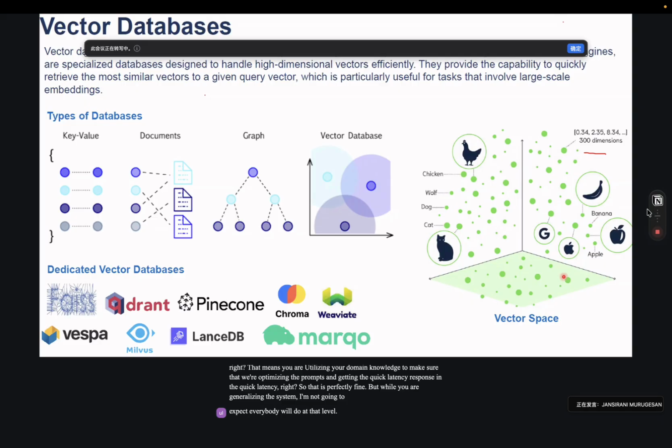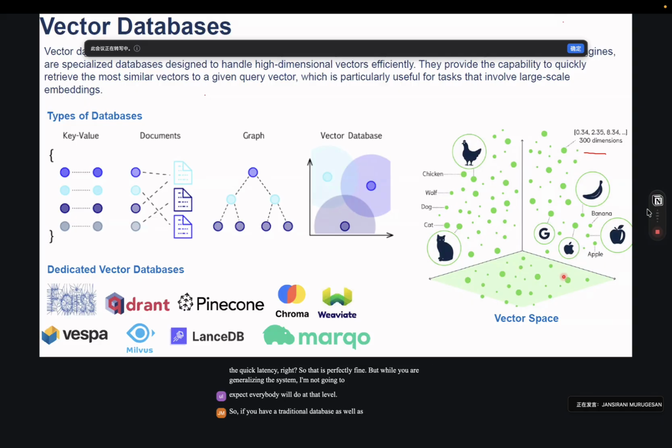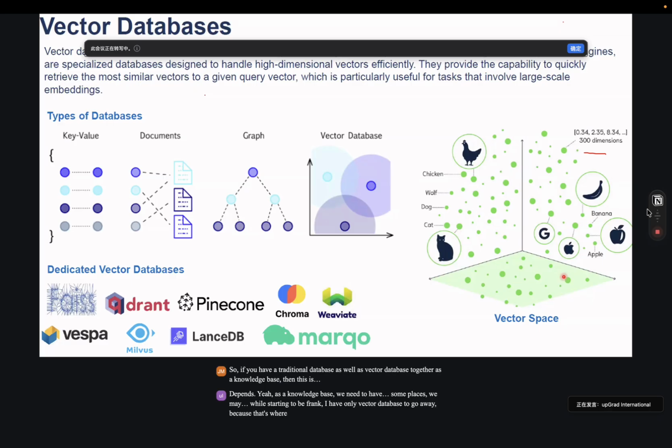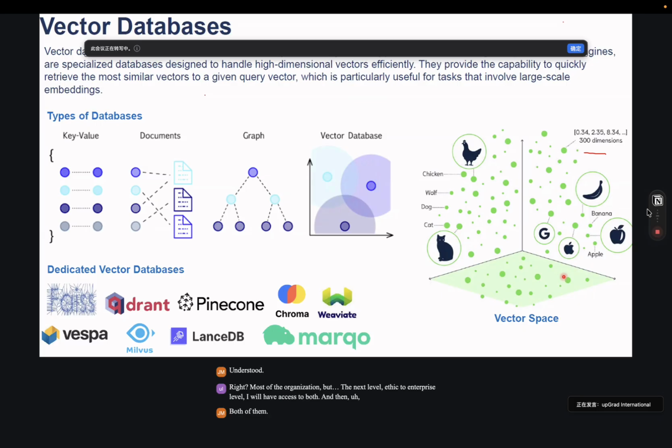So you can have a traditional database as well as a vector database together as a knowledge base. Depends. Some places, to be frank, while starting I have only a vector database to go ahead, because that's where we are starting, most of the organizations. But at the next level, at least at enterprise level, I will have access to both. Initially, people will get confused, so first they will start with a vector database: all the documents, unstructured data, let's push it, let's use it.